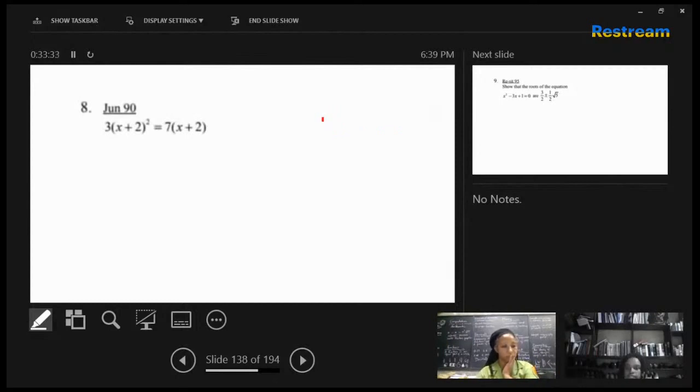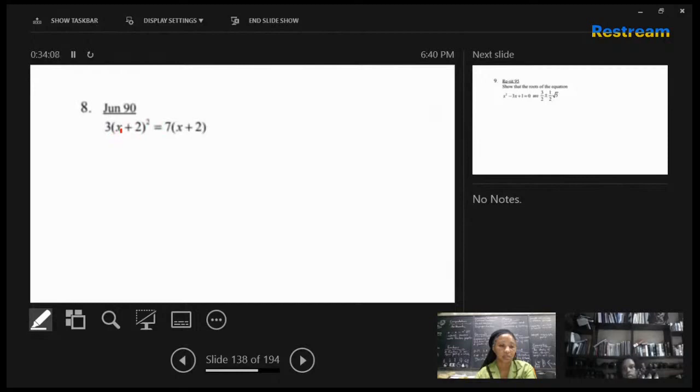Okay, so we're going to expand our brackets. First we're going to expand the x plus 2 squared, and then we're going to expand the 3x plus 2 squared. Remember we did the square of the sum.